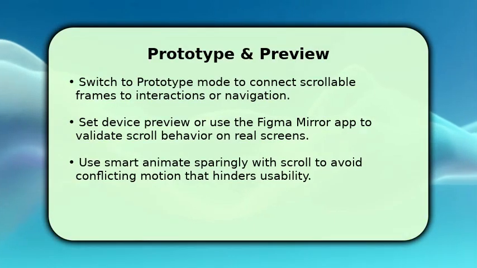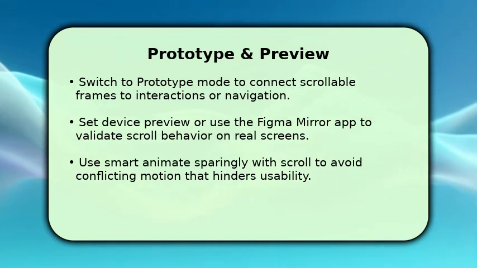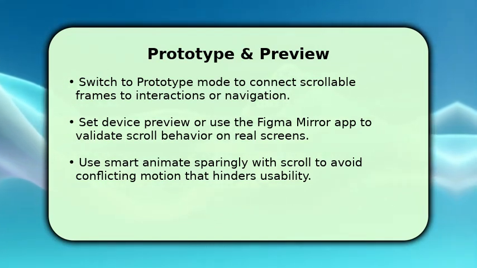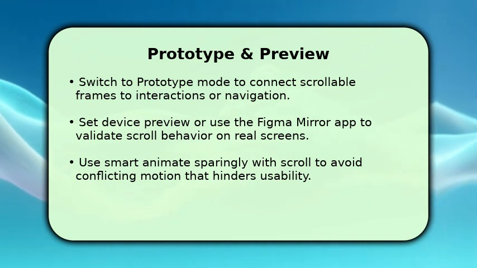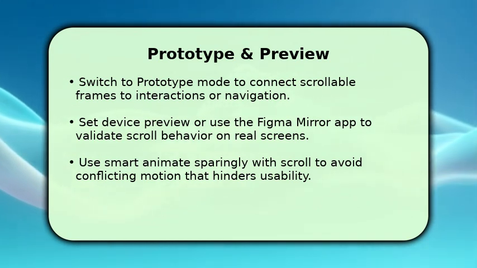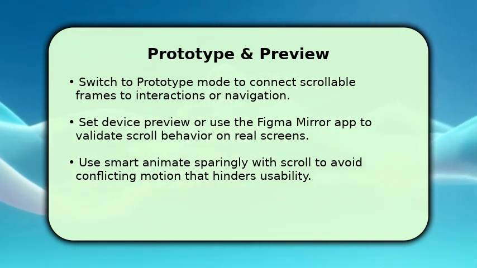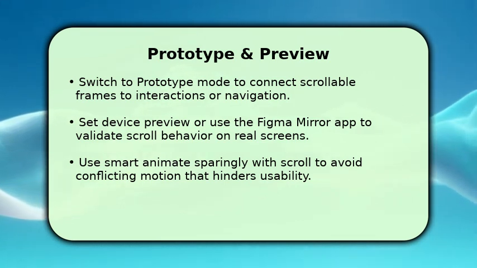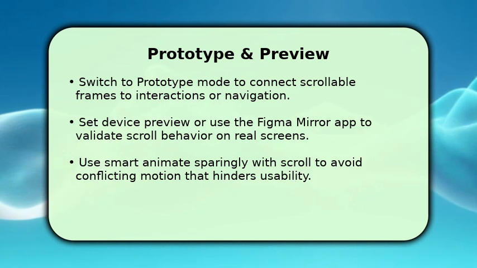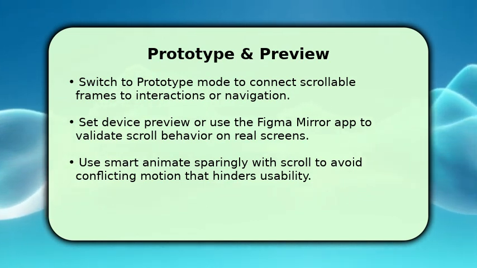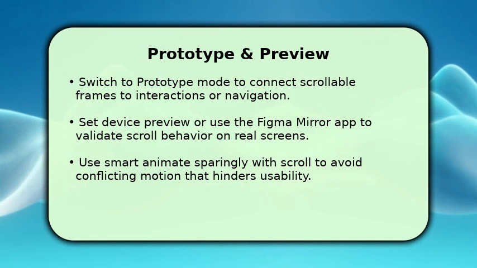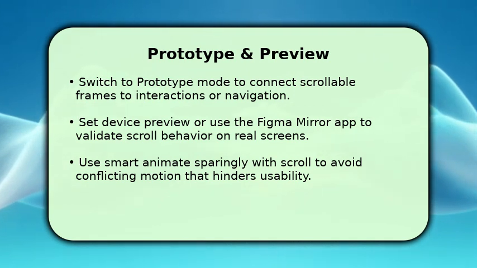Link scrollable frames in prototype mode to simulate navigation and anchored interactions during testing. Preview on a device or in the Mirror app to confirm touch scrolling feels natural and performance is acceptable. Avoid heavy smart animate on elements that scroll to prevent motion conflicts and reduce lag. If you need fixed headers or footers, place them outside the scroll frame so they remain visible while content moves beneath.